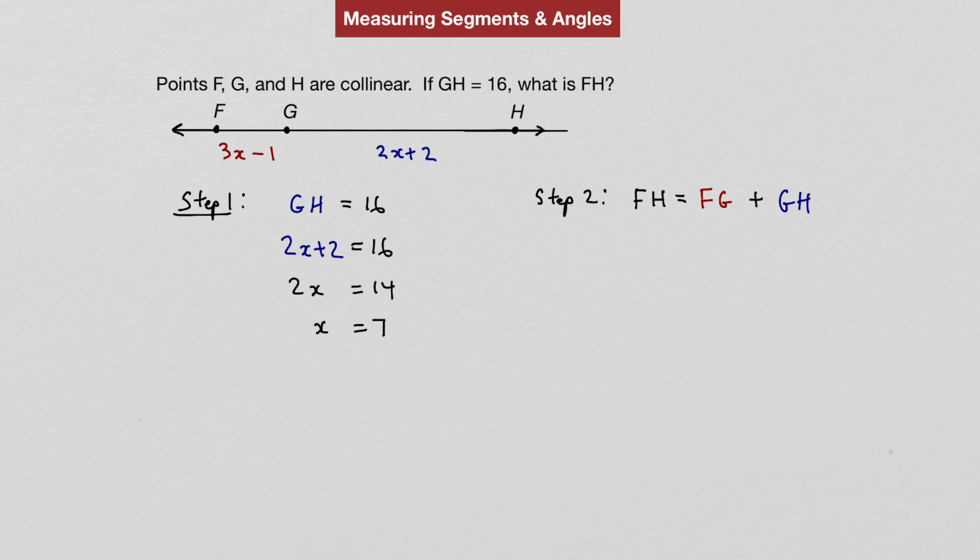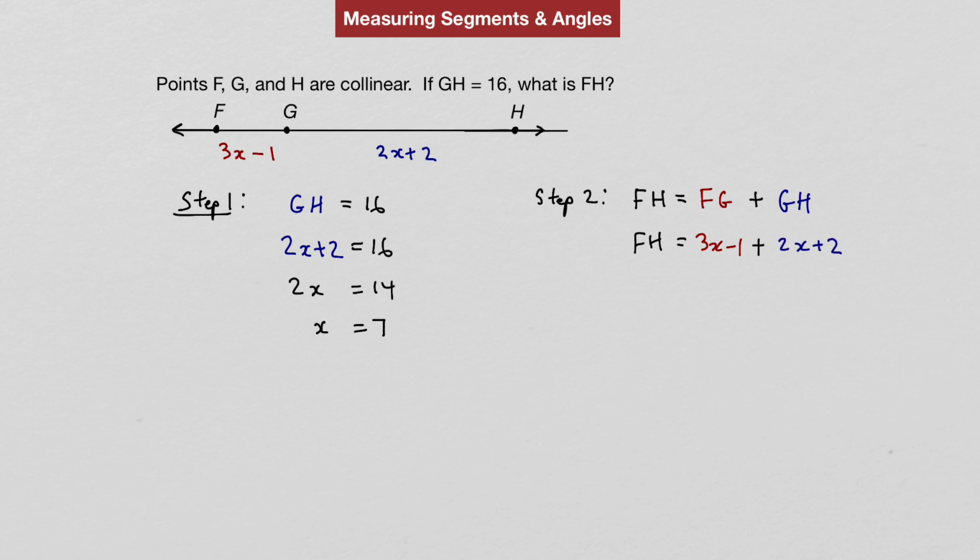Okay, so now we're going to substitute FG with 3x minus 1. So we're going to go ahead and write that down. 3x minus 1. And that is our FH, or part of FH. And then the other component is GH, which is defined by this expression, 2x plus 2. So we're going to go ahead and write that in, 2x plus 2.